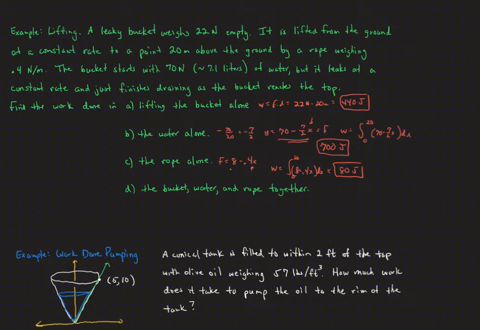So then if we add all those together, we'll get the 440 joules of work done just lifting the bucket alone, plus the 700 joules of the water, and then plus the 80 joules of the rope, which means we'll do a total of 1,220 joules in lifting that leaky bucket, rope, and water.